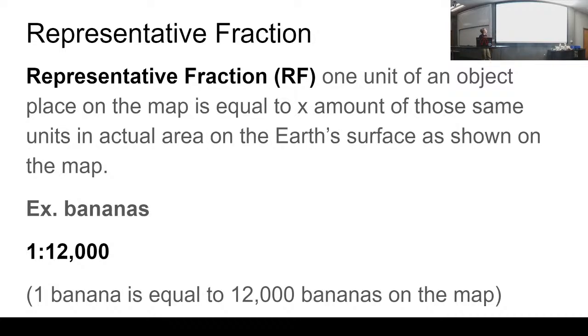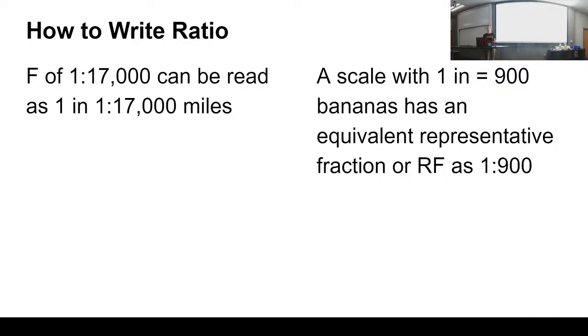So, speaking of scale, representative fraction, RF, is 1 unit of an object placed on the map is equal to X amount of those same units in the actual area of the Earth's surface shown on the map. The example we like to use is 1 unit of bananas on the map is equal to 12,000 bananas. So, one banana placed on the map is equal to 12,000 bananas in the actual area. You could use feet, miles, kilometers, shoes, iPhones, whatever you want, as long as it's the same on both sides.